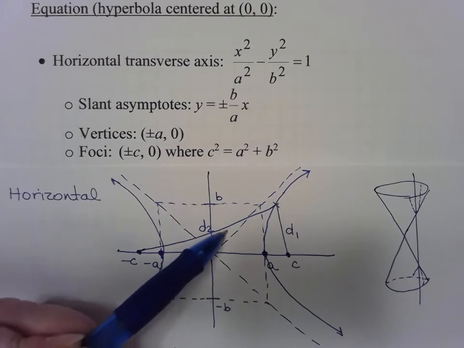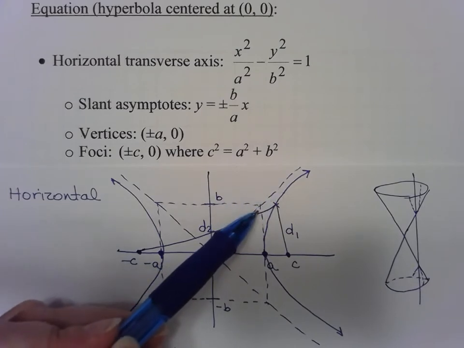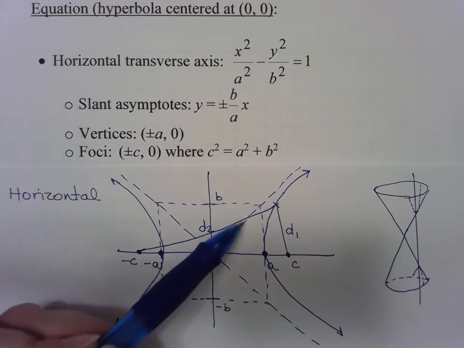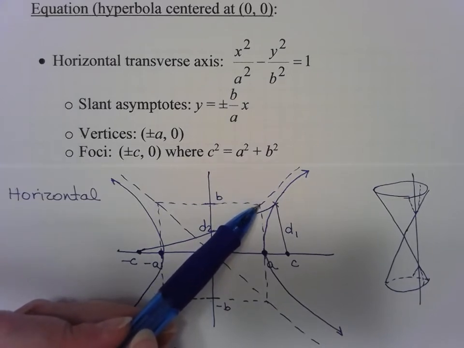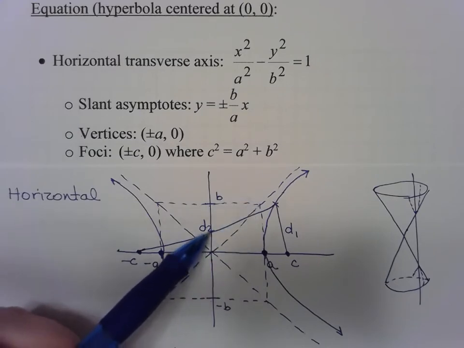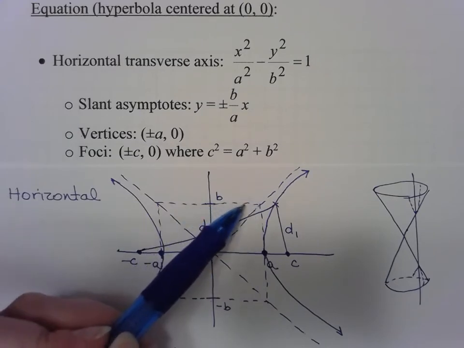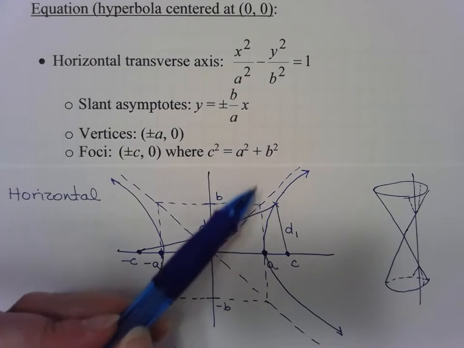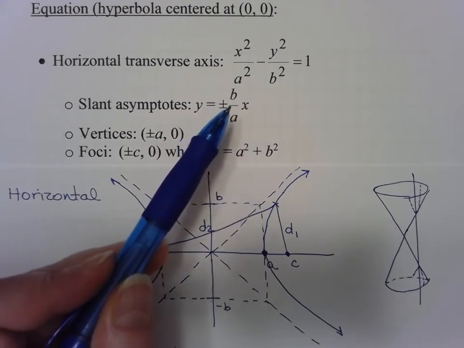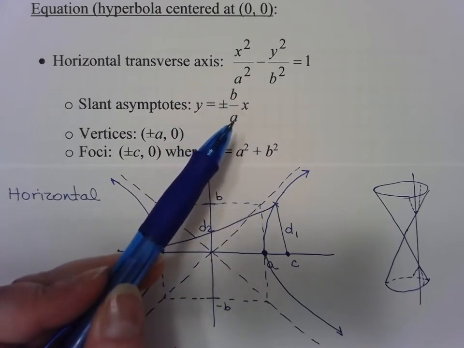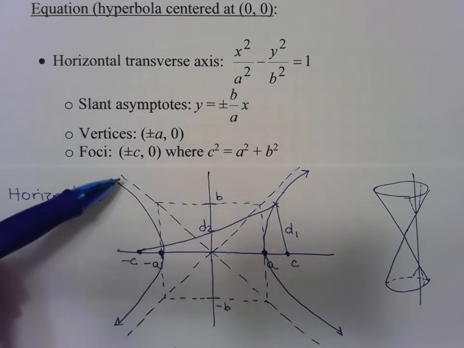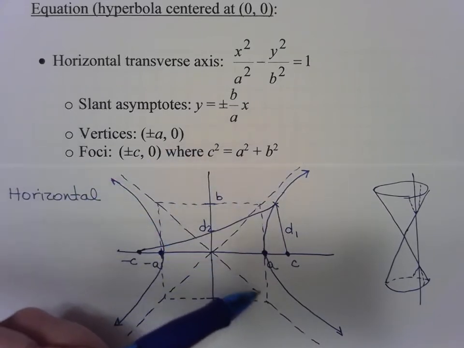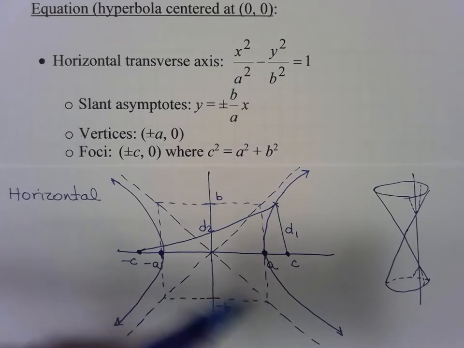The asymptote that we've drawn here goes from 0, 0 through this point, which would be A, comma B. So the rise would be B, and the run would be A. And so that gives us the asymptote, right? Rise over run. We have one that's going up, with a positive slope, and then we have one that's going down from left to right with a negative slope.